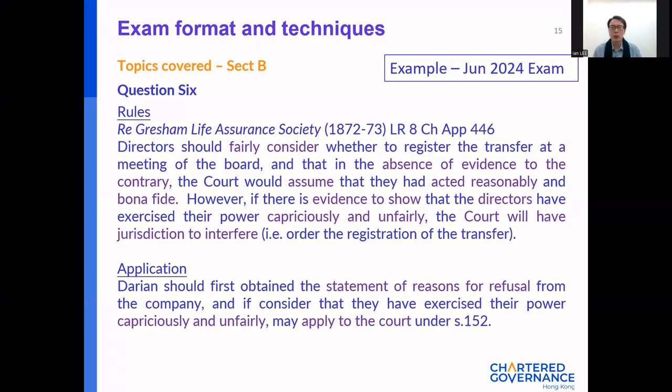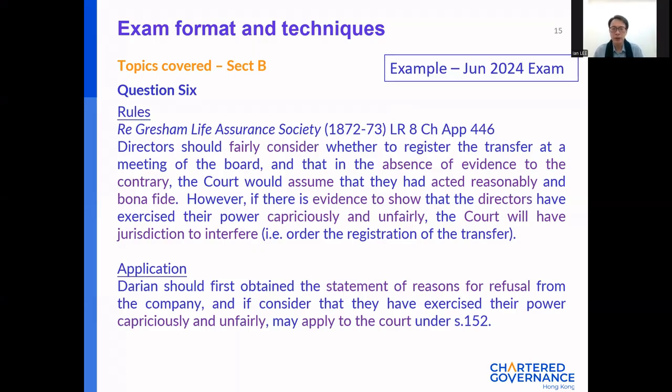So this is respecting the wishes of the company, because the company in its articles granted the directors the power to refuse to register a transfer. So with such a power, obviously they should consider each request fairly. That means look at it, consider and discuss, and if possible, of course, they should deal with it in a straightforward manner, and that is register a transfer. If they do that, generally the court will not interfere. They will just assume the directors have acted reasonably and bona fide, in good faith.